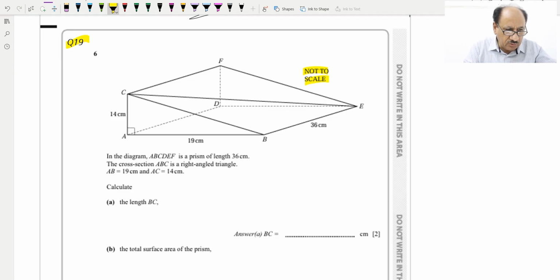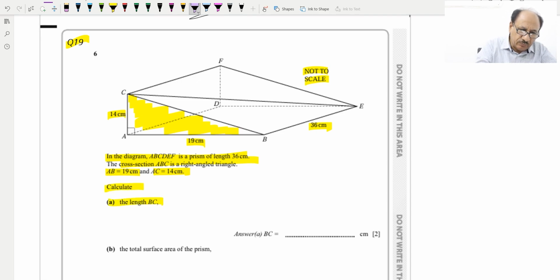Diagram is not to scale, and this diagram is a prism of length 36. This side is 36, and then the cross section ABC. ABC is this cross section, and they are saying AB is equal to 19, AC is equal to 14, and calculate BC. BC is required, so BC is this one.